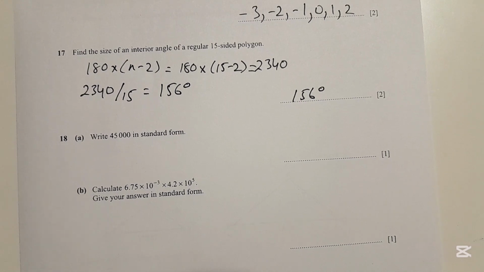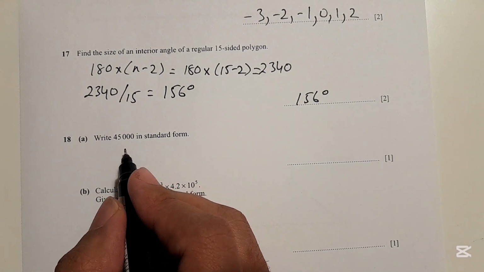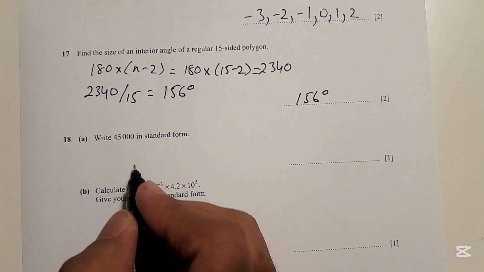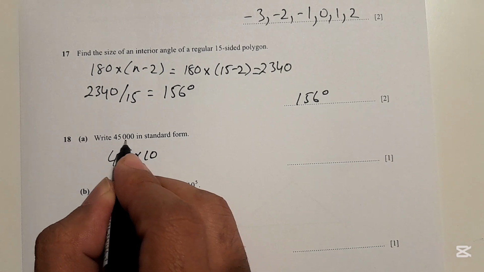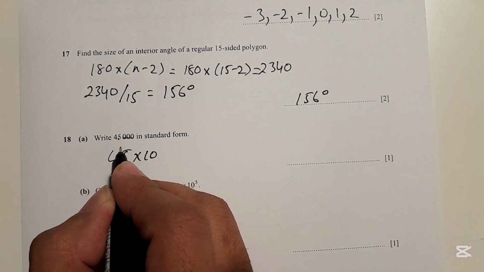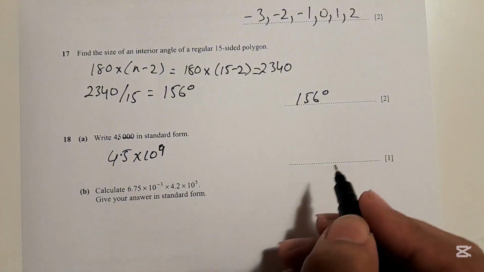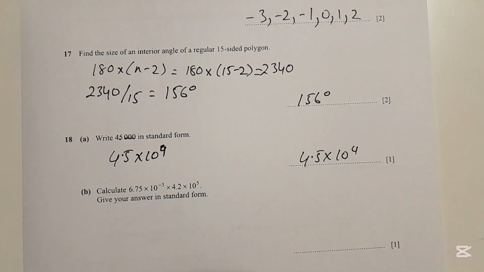Question 18 part A states write 45,000 in standard form. So this means that only one number will remain as a whole number and the others will be in decimal places. So 4.5 multiplied by 10 to the power of 4, since there are 3 zeros and 1 for the 5 makes 4. So 4.5 times 10 to the power of 4.